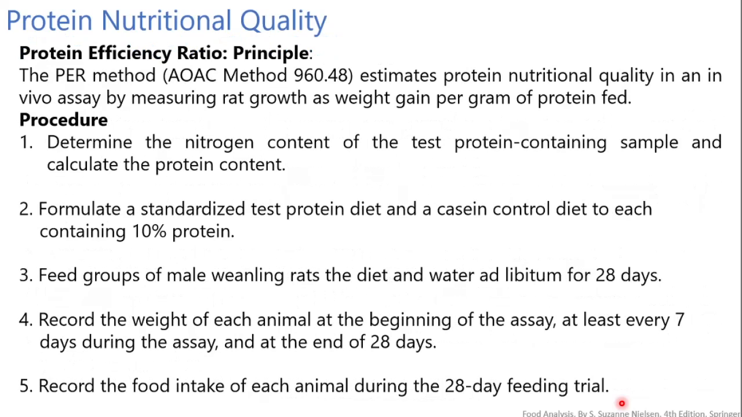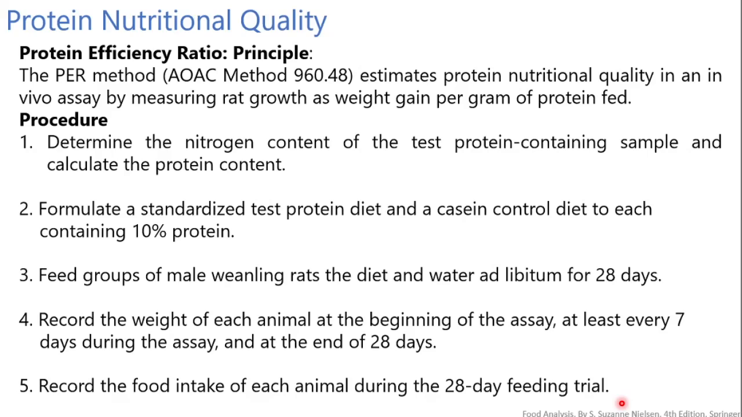Now the next one is the protein efficiency ratio. So what is the principle? The protein efficiency ratio estimates the protein nutritional quality in an in vivo assay by measuring rat growth as weight gain per gram of the protein fed. So, the procedure.